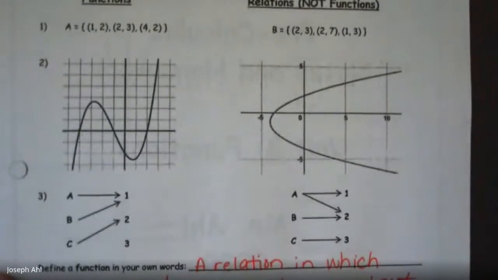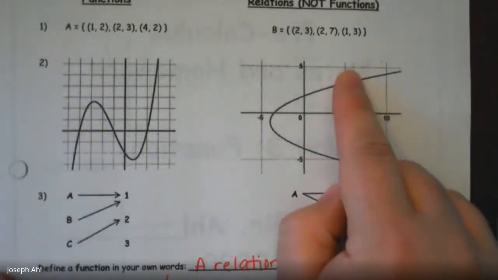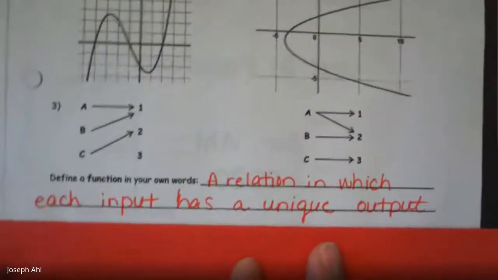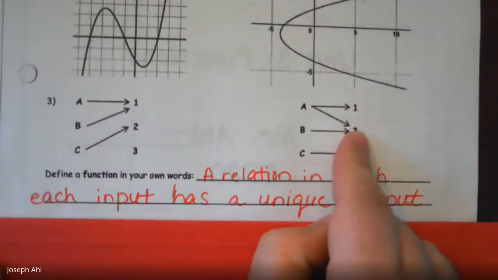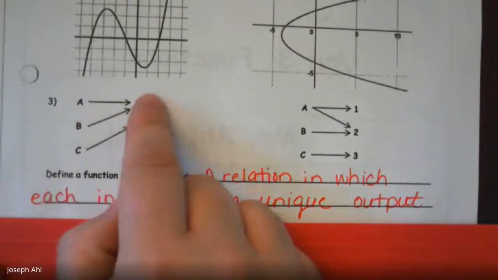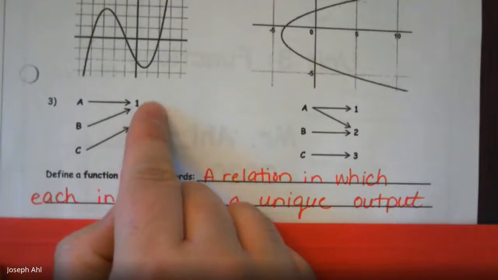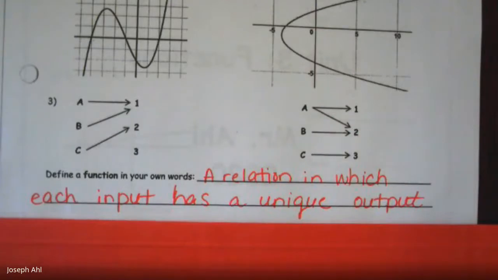If you look at this graph, every x value has a unique y value, but here an x value of 5 has two different y values. And finally, in the mapping examples, here the input of A does not have a unique output. It maps to 1 and 2. Whereas even though in this mapping A and B both map to 1, that's okay because this input has just one output it corresponds with. When an input corresponds with more than one output, then we have an issue and it's not a function.